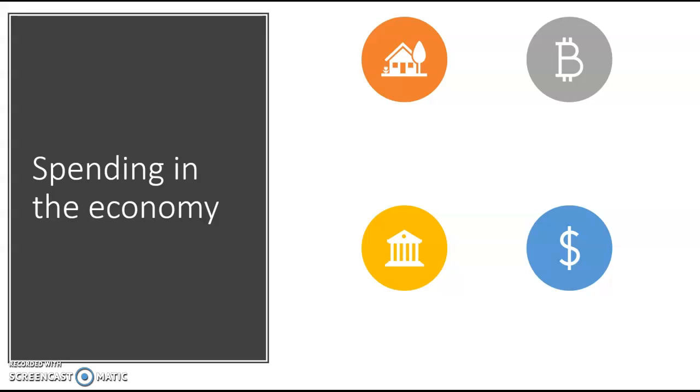So before we can have a look at the cycle, we need to think about where this spending in the economy is occurring. Firstly, spending is going to happen through households, and they're going to spend as they aim to satisfy their wants and needs. They're going to spend on both domestically produced goods and services as well as imports from overseas.